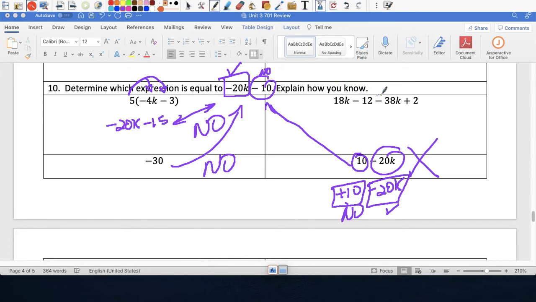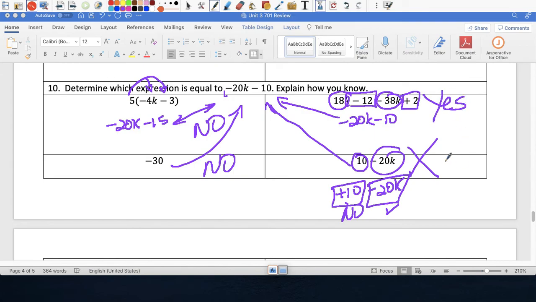Let's combine like terms. Over here, 18k and minus 38k is negative 28k. Negative 12 plus 2 is negative 10. So is this the same as this one? The only one that's the same is this one. Everything else was a no.